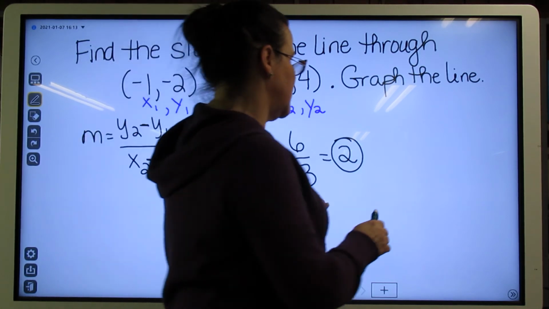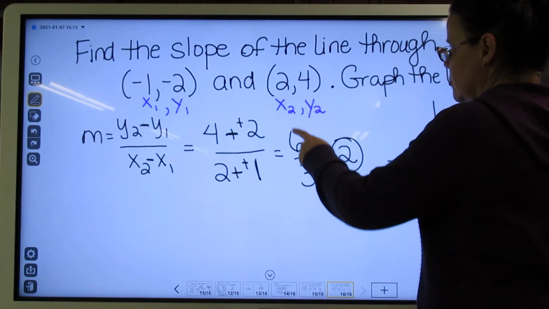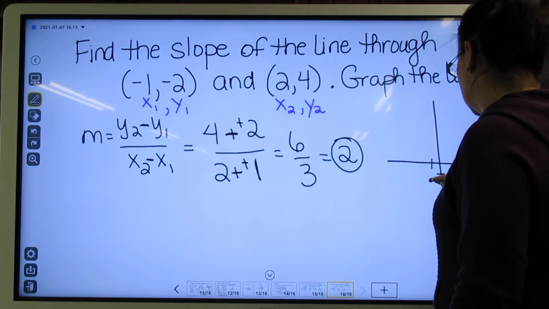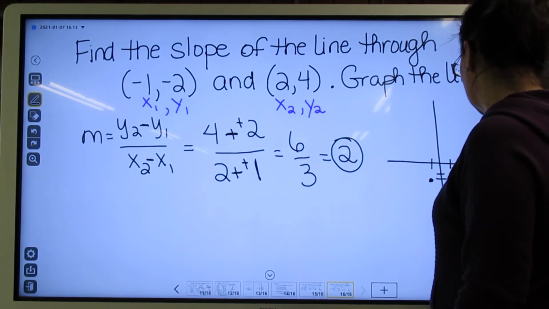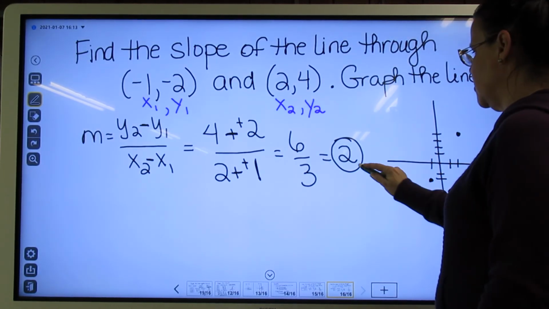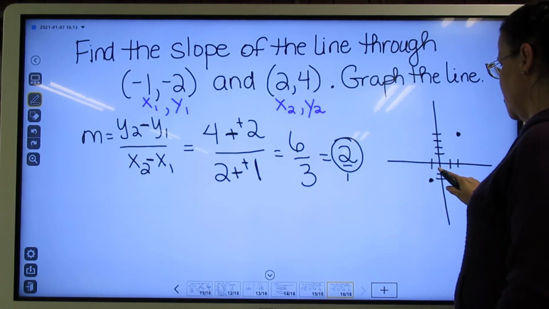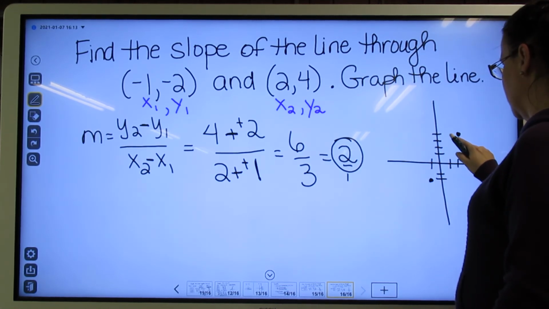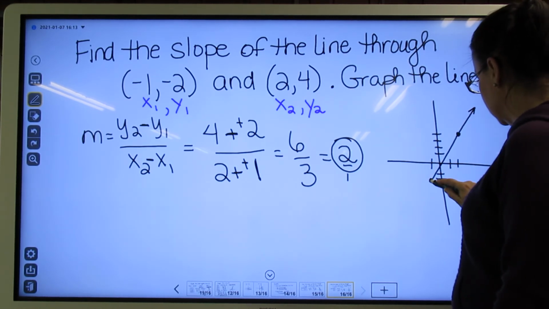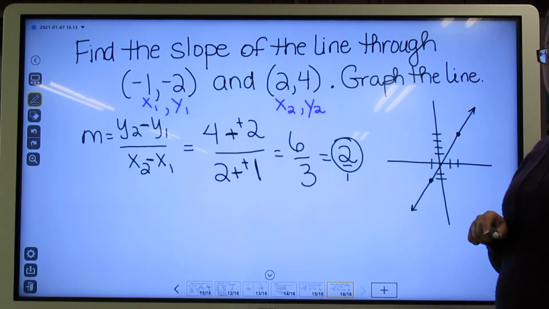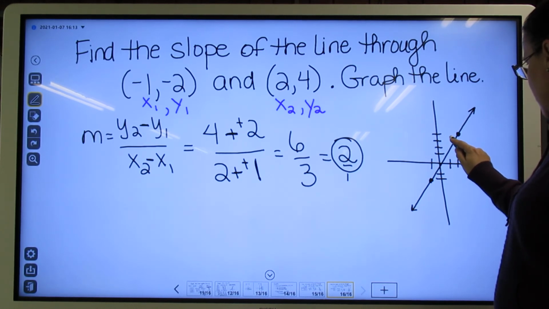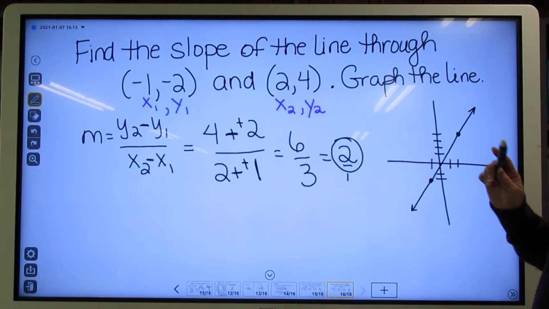And if you had to graph the line, use the 2 points that they gave you, (-1, -2) and (2, 4). And you're going to be going up 2 over 1, up 2 over 1, until you hit that next spot. You would go up 2 and then over 1, and then up 2 and over 1, and up 2 and over 1. And that's where it lands with the next point.